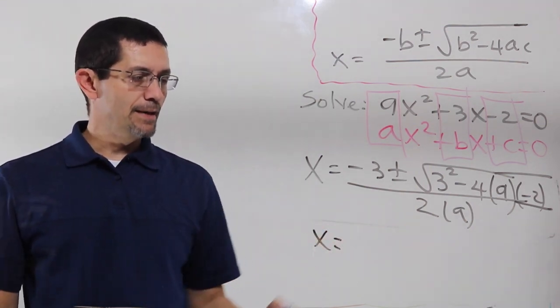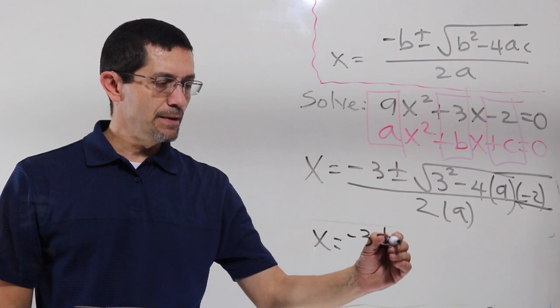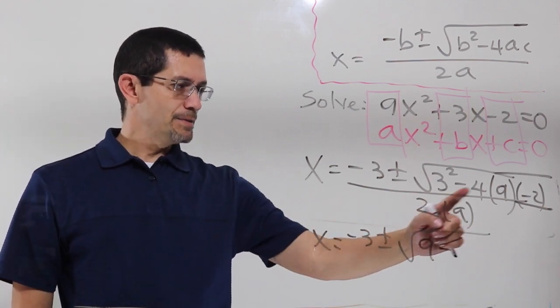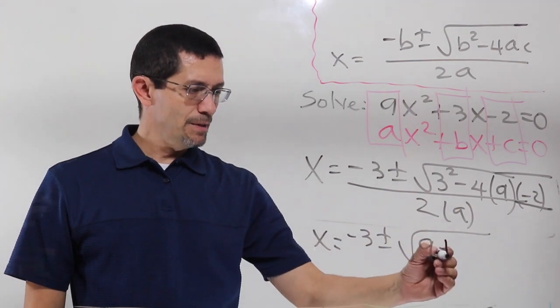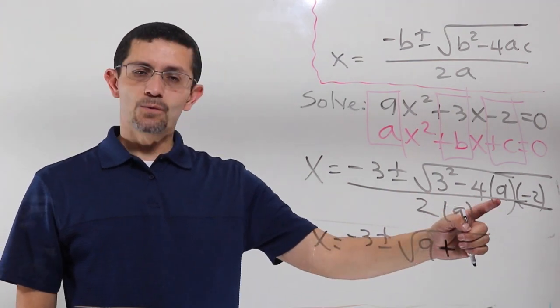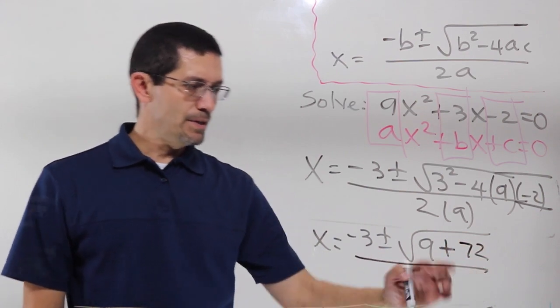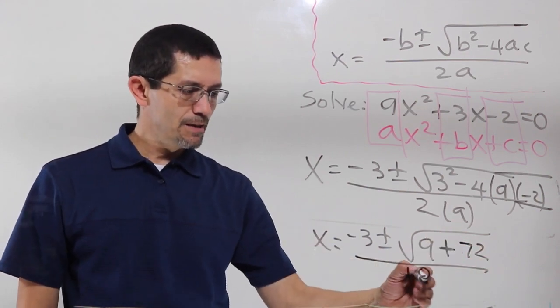So let's do that. x equals negative 3 plus or minus 3 squared is 9. Now I have negative times positive times negative. That's going to give me a positive. 9 times 4 is 36 times 2 is 72. Everything divided by 2 times 9, which is 18.